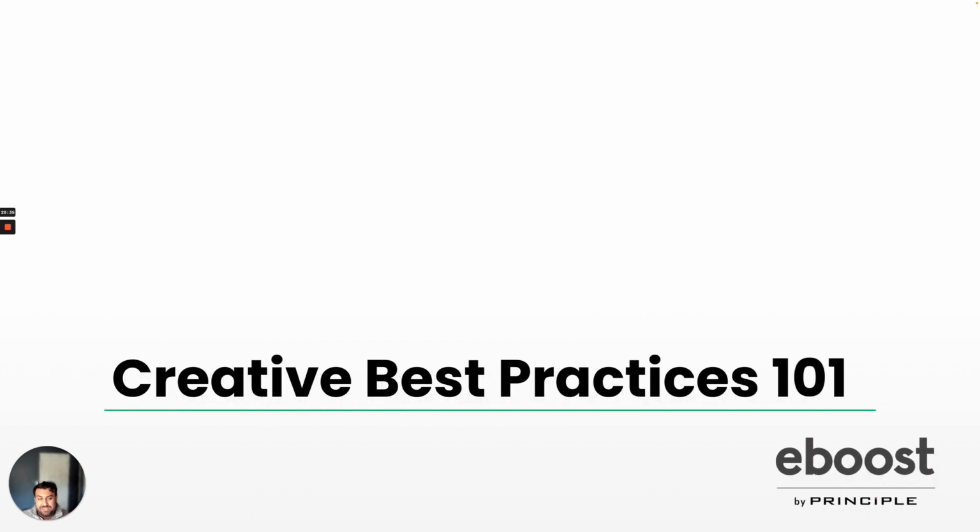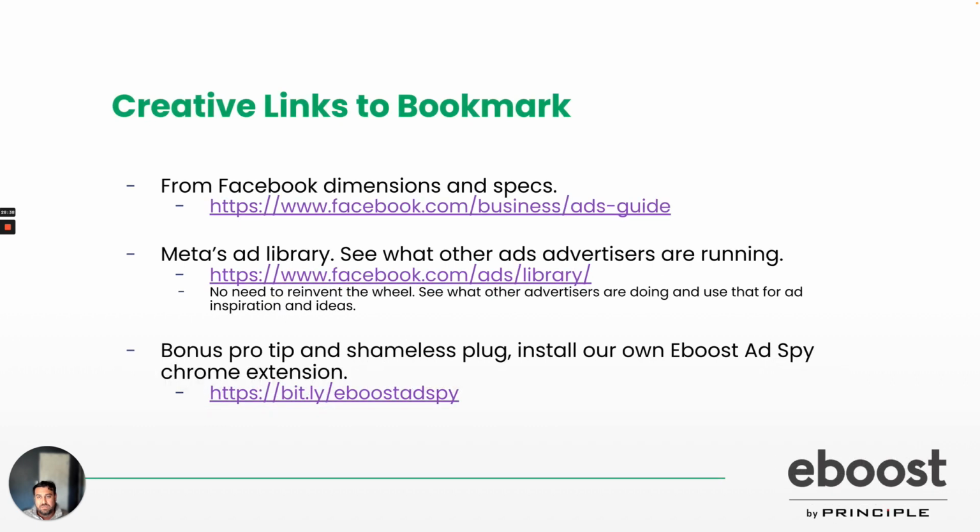So, some creative best practices. Here are some handy links from Meta about their specific dimensions and specs for each ad placement and each ad type. Feel free to pause this video and copy and paste these links and go explore. We also have Meta's Ad Library, where you can spy on what other advertisers or your competitors are running. No need to reinvent the wheel, just see what other advertisers are doing and use it for inspiration.